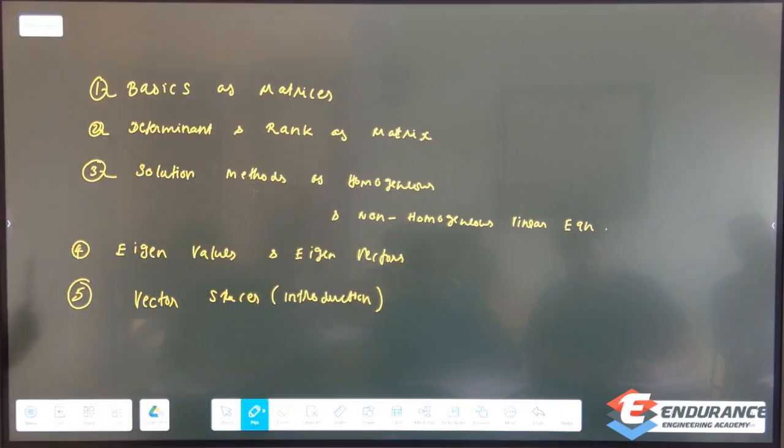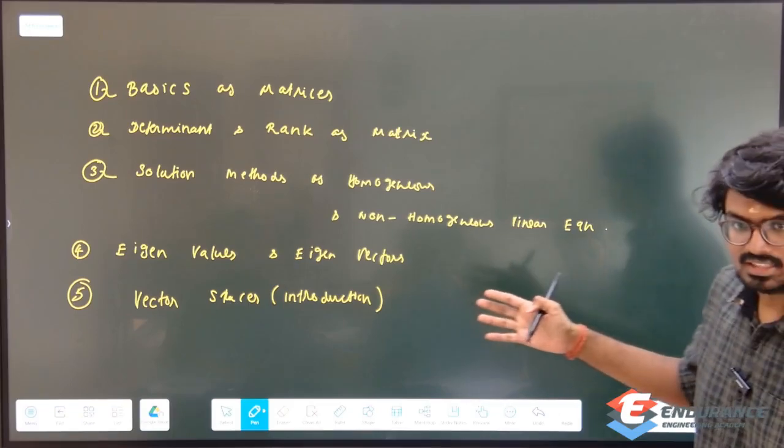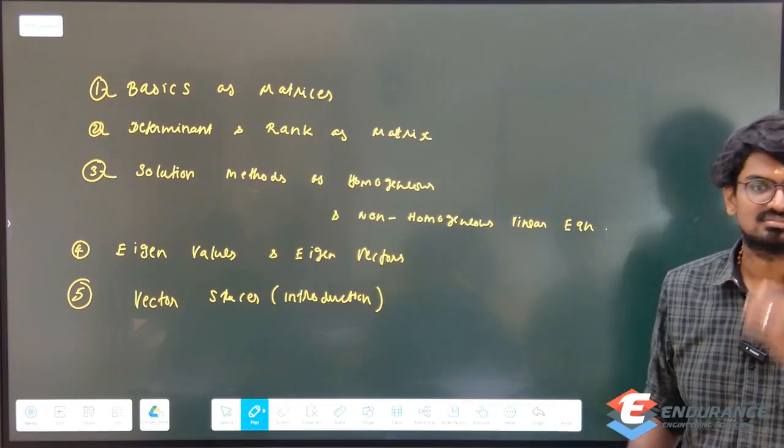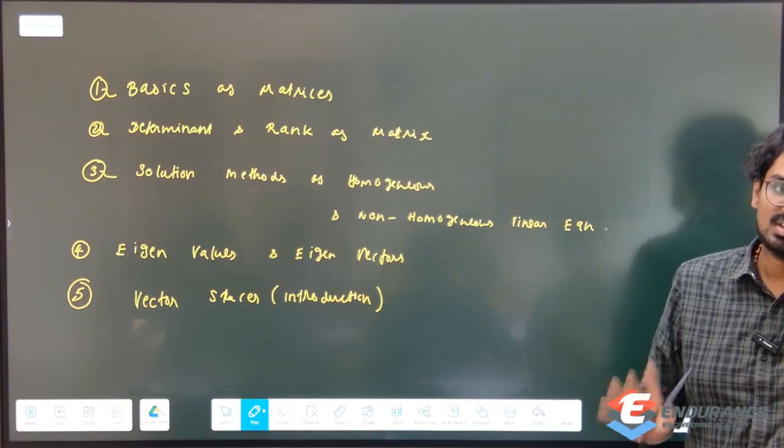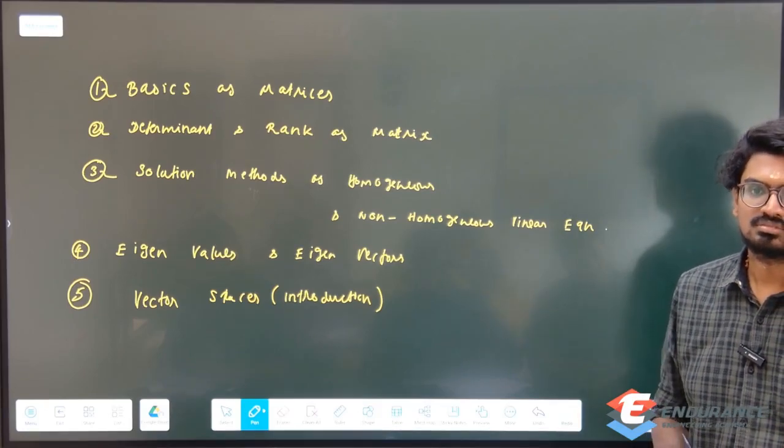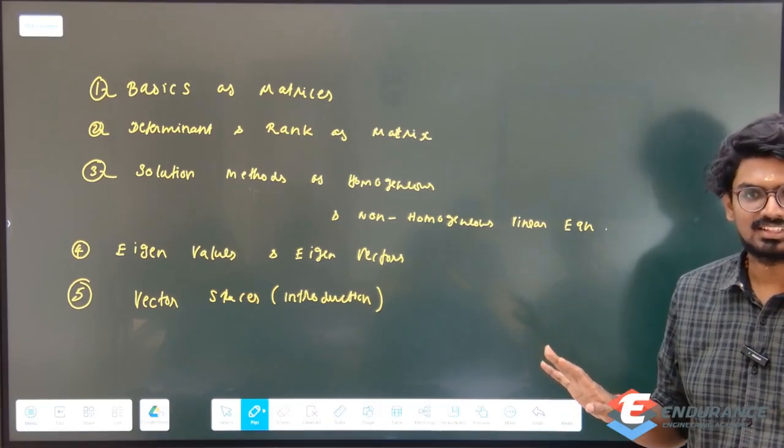Okay, so these are the 5 topics. Chapter weightage in GATE, it is 2 marks or 1 mark. One question compulsory. In GATE, in any exam where there is maths, there will be a question from linear algebra.